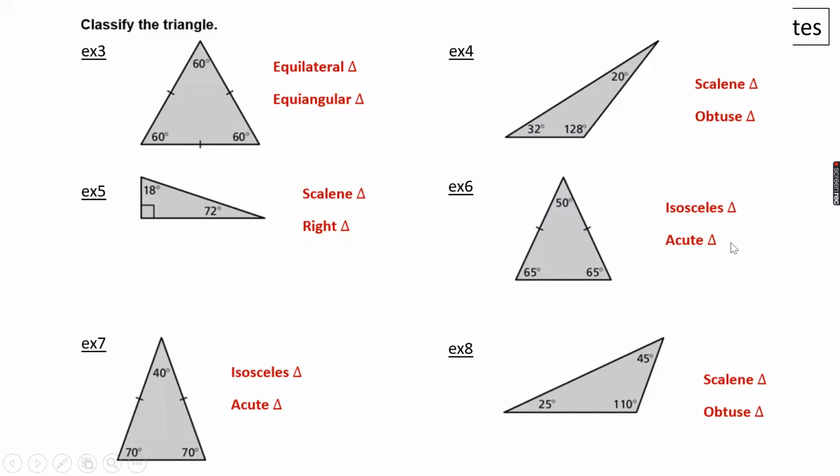And here's all of your answers for it. So this one is a scalene obtuse. Scalene because none of the sides match up. Obtuse because that is an obtuse angle. Isosceles, two side lengths are the same. And acute because all the angles are less than 90. Isosceles acute again, same reasons. And then this one is a scalene obtuse because none of the sides match up. And we have one obtuse angle right there.